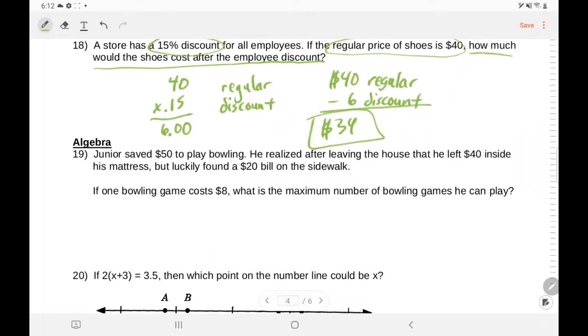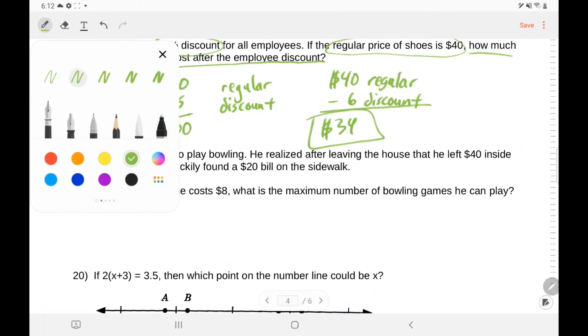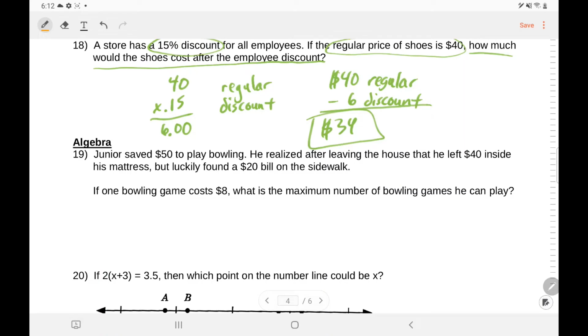Okay, now we're on to the algebra section. Junior saved $50 to play bowling. Saved $50. That means plus 50. He realized after leaving the house that he left $40, okay, inside his mattress. That means he doesn't have those $40. So subtract 40. So subtract, add.